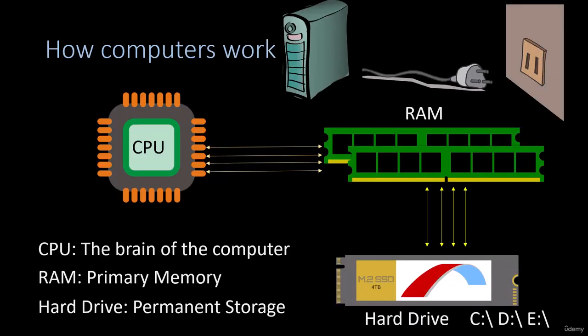There are three most important parts in any modern computer. When you open a modern computer, either a desktop or a laptop, you will see the CPU, the brain of the computer. You will also see RAM, which is the primary memory module, and the hard drive, which is the permanent storage.